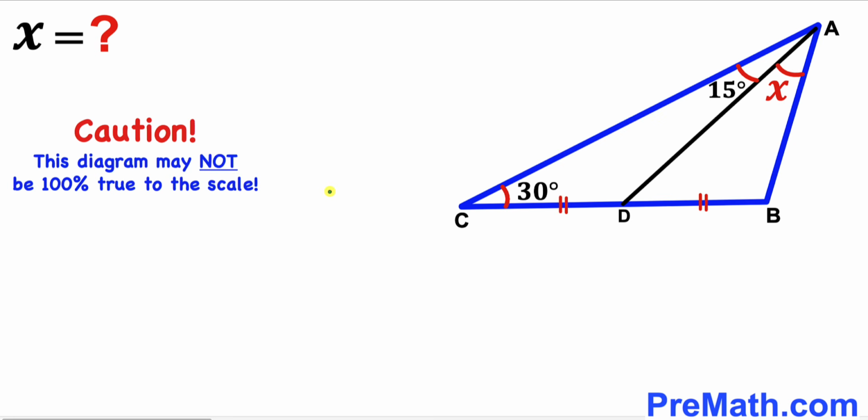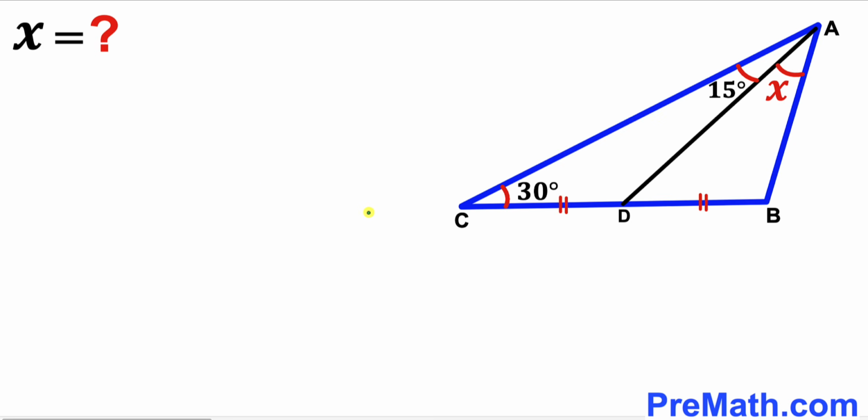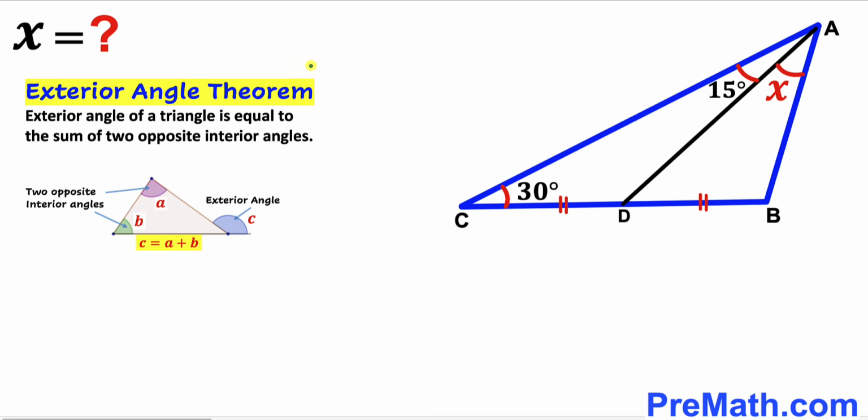Please keep in mind that this figure may not be 100% true to scale. Let's go ahead and get started. Now let's recall the exterior angle theorem. According to this theorem, the exterior angle of a triangle is equal to the sum of the two opposite interior angles, as you can see in this given diagram.